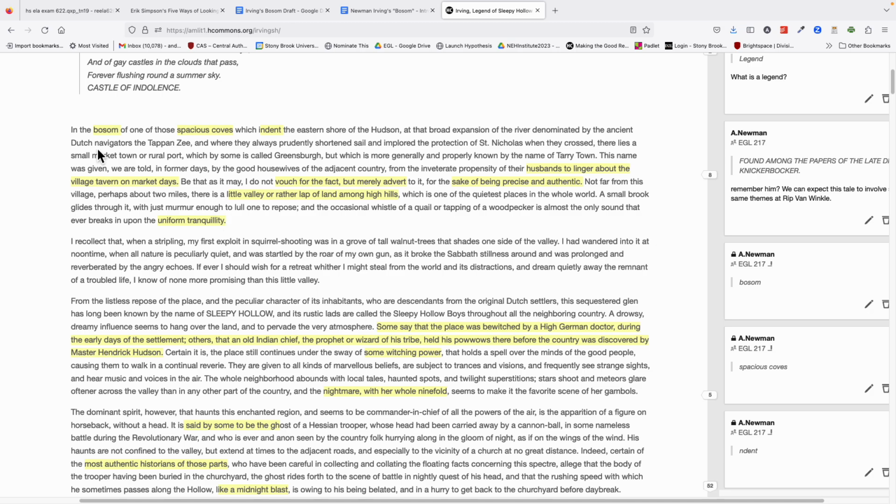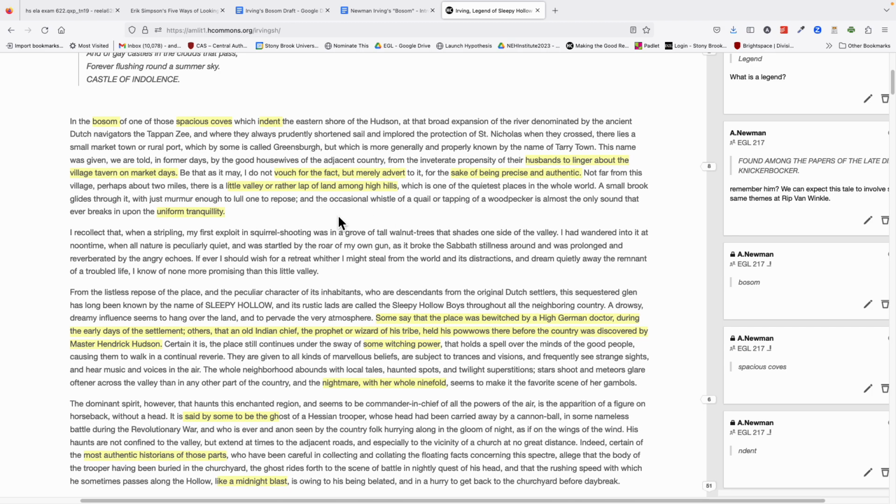there's another smaller feminine space, a little valley or lap of land, lap and bosom. Do you guys think I'm crazy? Because it's okay if you do. And it's one of the quietest places in the world with only these little incursions, the quail and the woodpecker, but otherwise super tranquil.